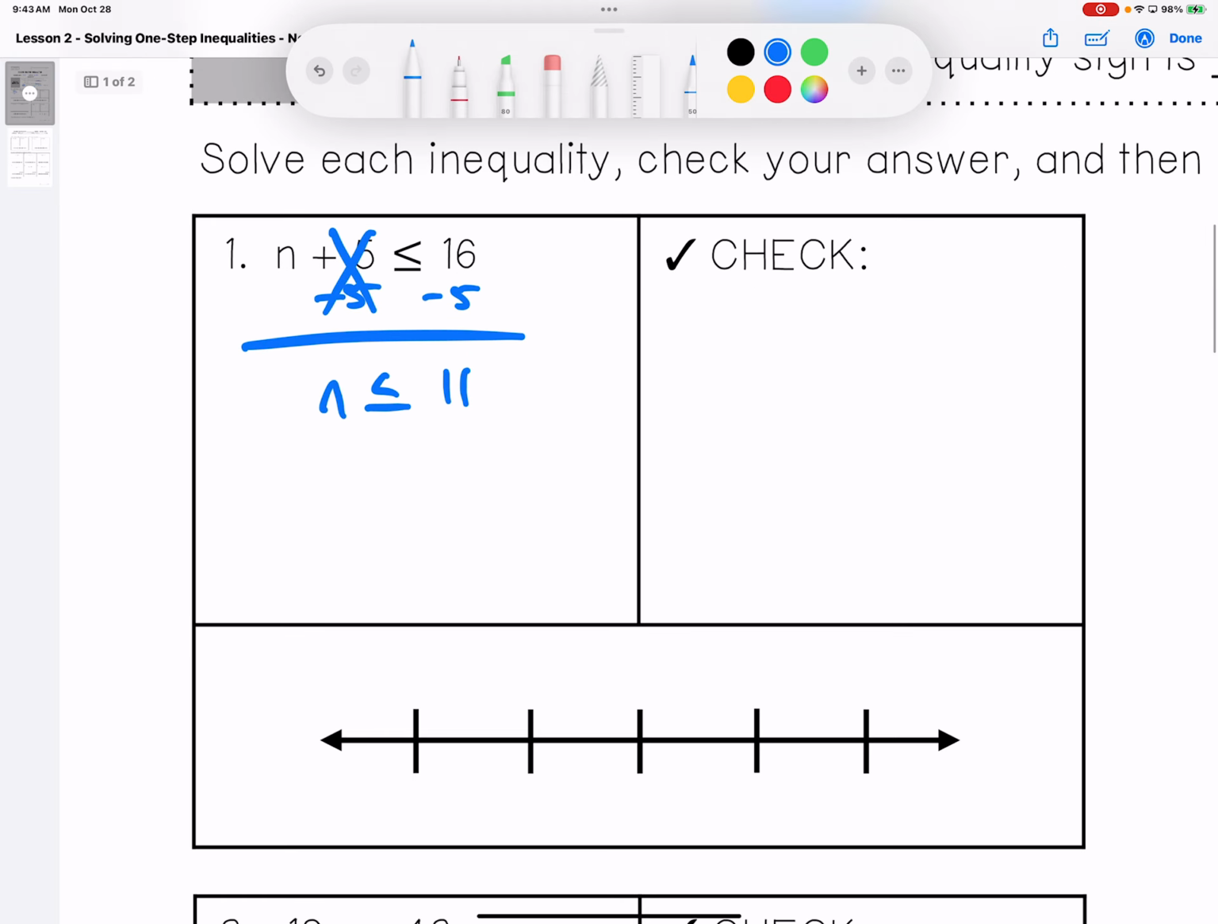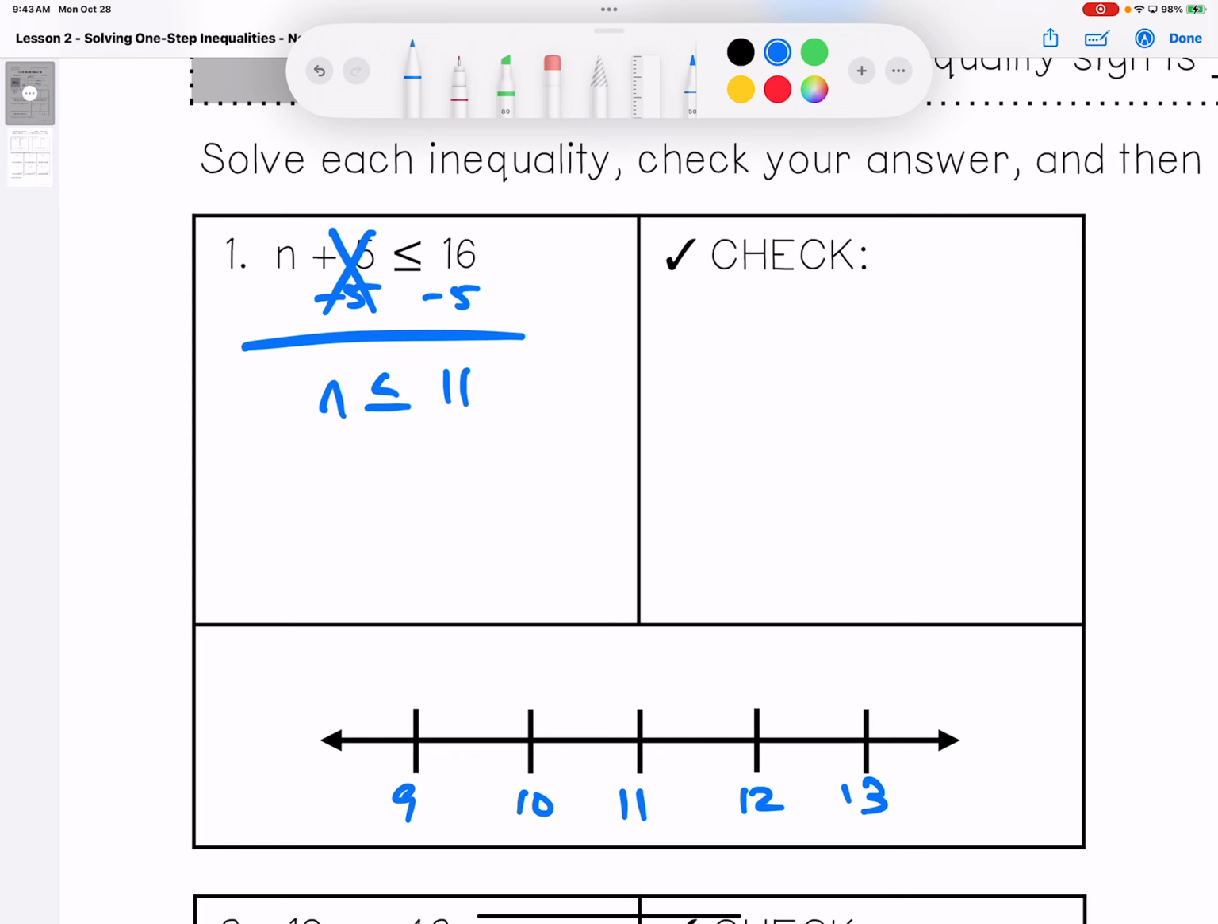So I want you to draw a number line. You're just going to do 11, 12, 13, 10, 9. You're going to do a closed dot on 11. And which direction will it go? It will be all numbers less than or equal to 11. So how do we check that?